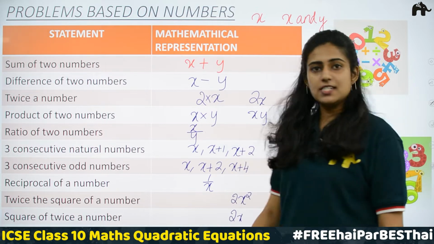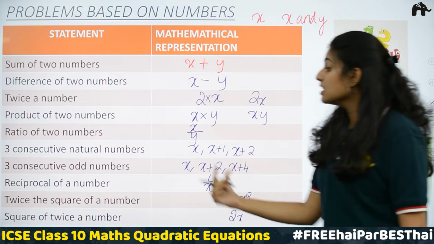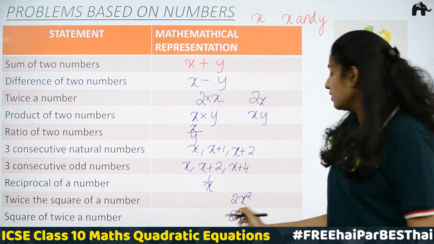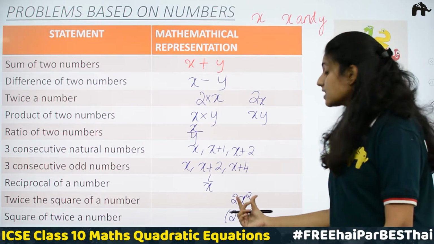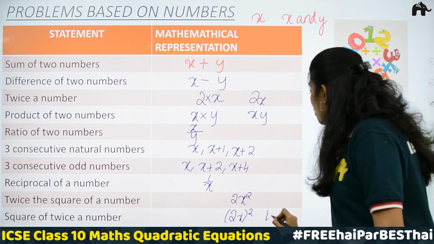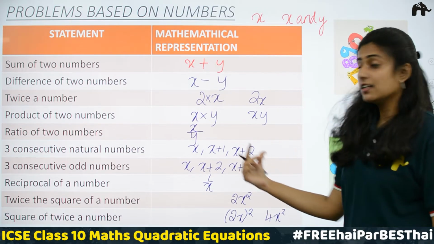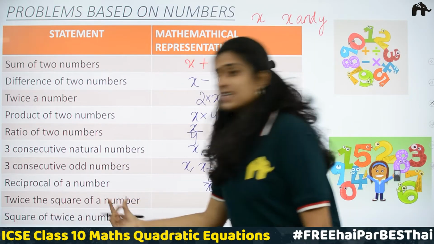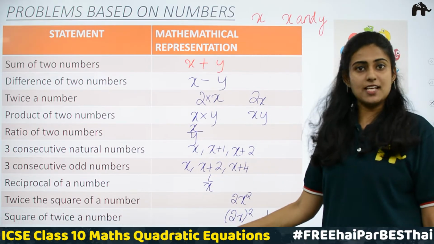If the number is x, 2x is twice the number. Next, square of twice a number means we have to take square of this whole. 2x whole square, that is 4x square. 4x square is the square of twice x. Clear? Okay. These are some sample statements that I am giving you.